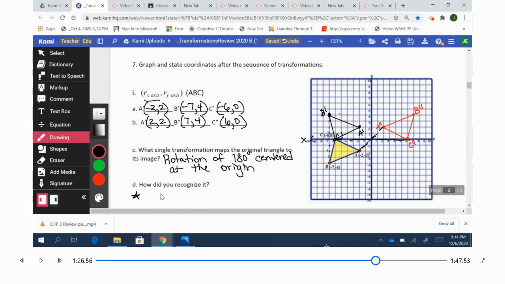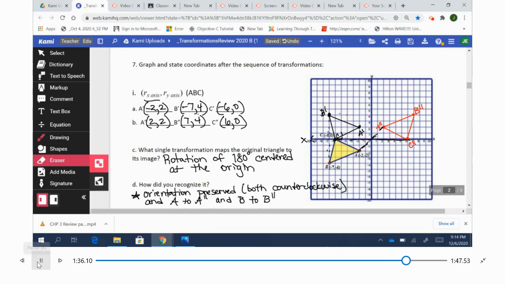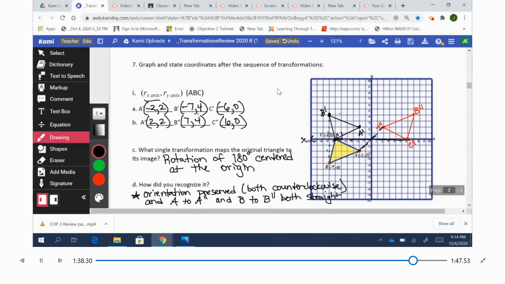I'm going to kind of go with what we taught just most recently. Once you have orientation the same and two pairs of corresponding points, then one must have mapped onto the other if we used a sequence of rigid motions.